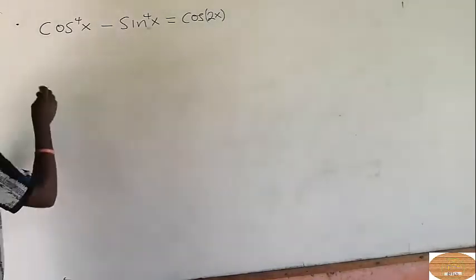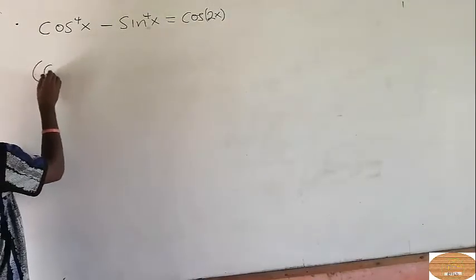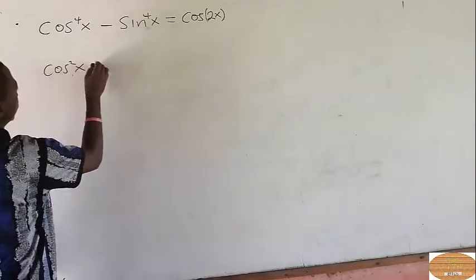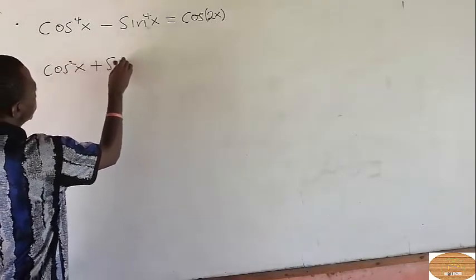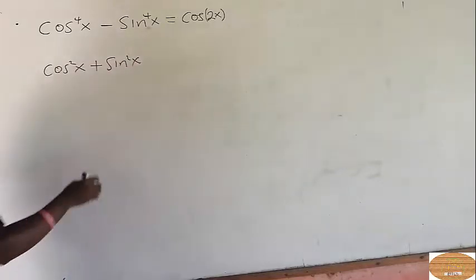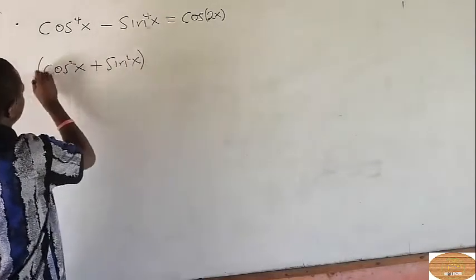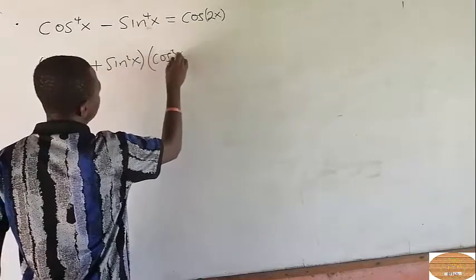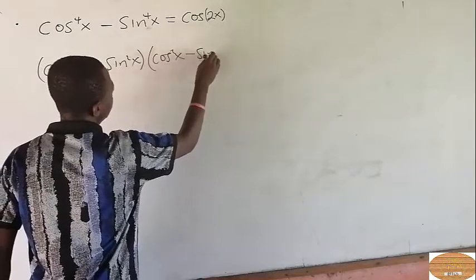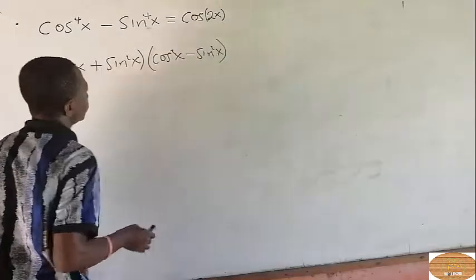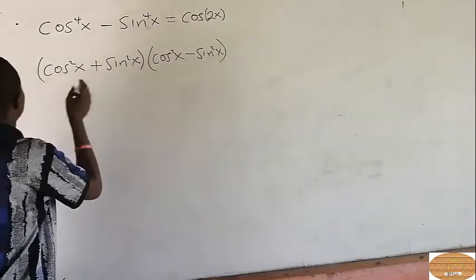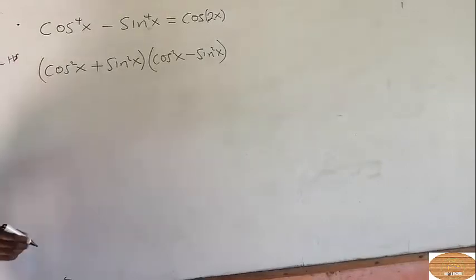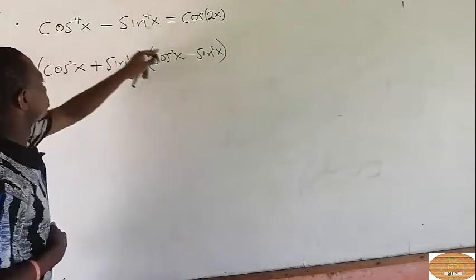So this one, I'm going to write as cos squared x plus sine squared x, all times cos squared x minus sine squared x. Alright, so we are dealing with the left hand side. Now I want to verify this one.